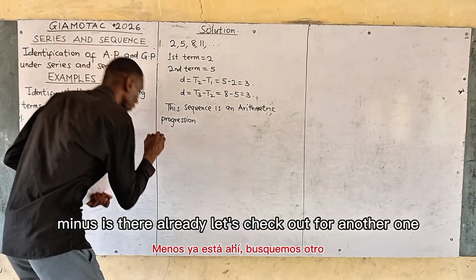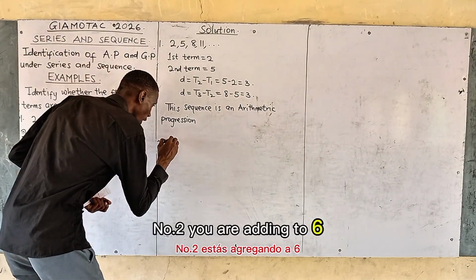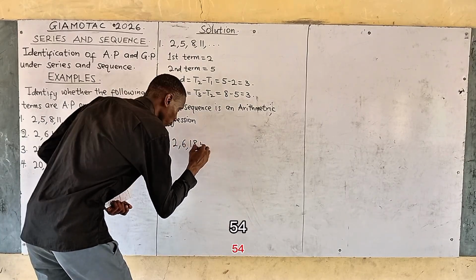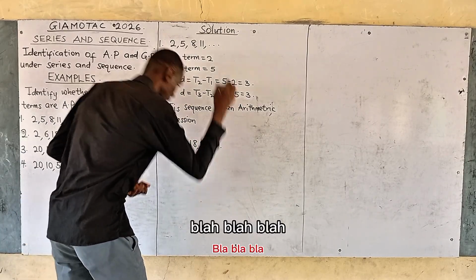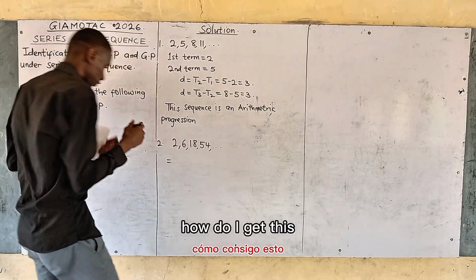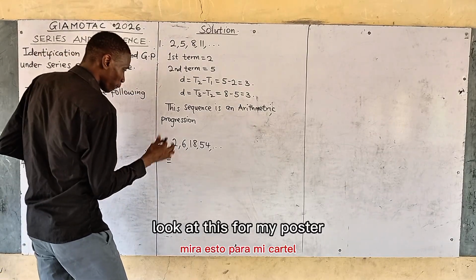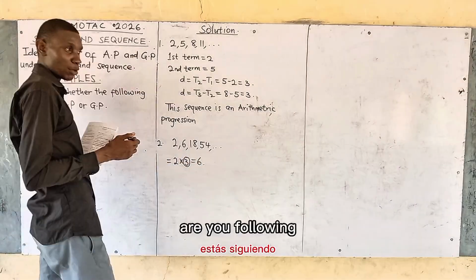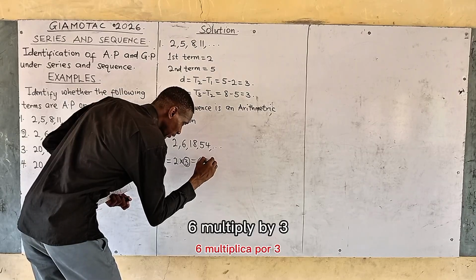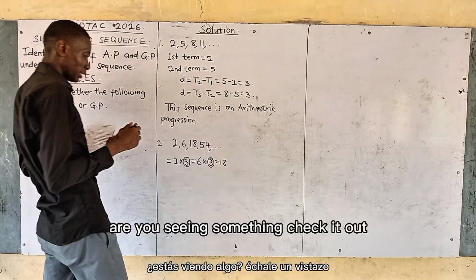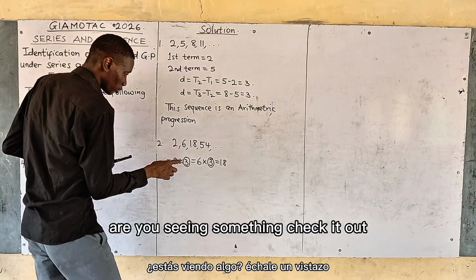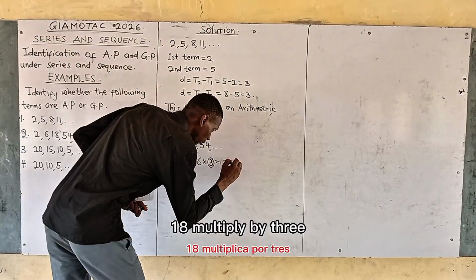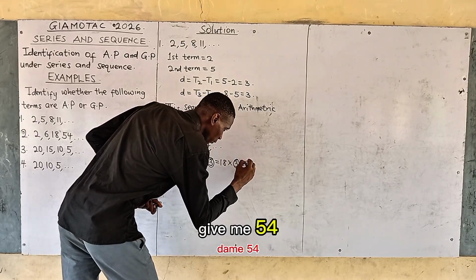Let's check out another one. Number 2. We have 2, 6, 18, 54. How do I get this? Look at this. For my first term, 2 multiplied by 3 gives me 6. Are you following? 6 multiplied by 3 gives me 18. Check it out. It's the multiplication sign that I'm using. 18 multiplied by 3 gives me 54.